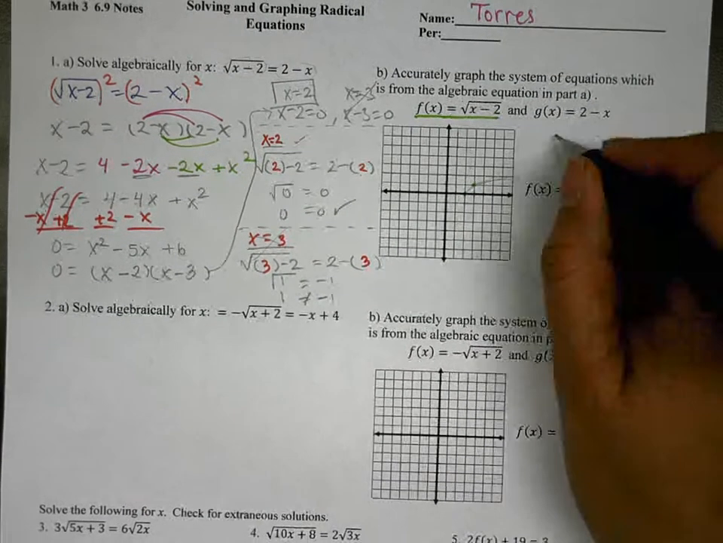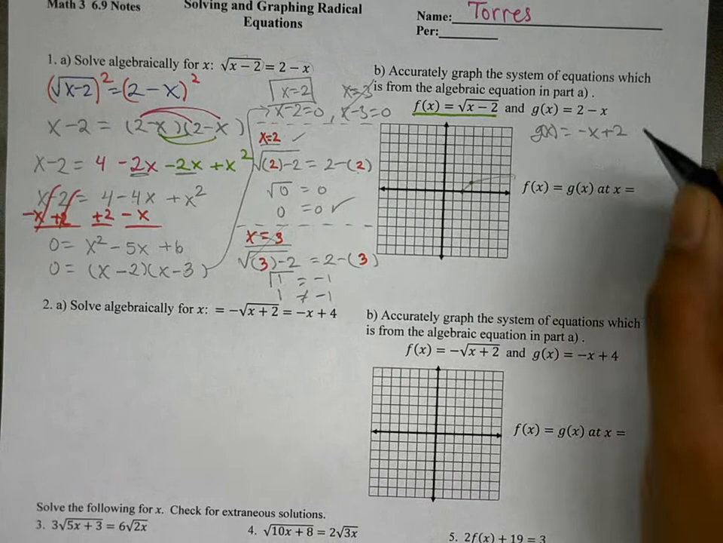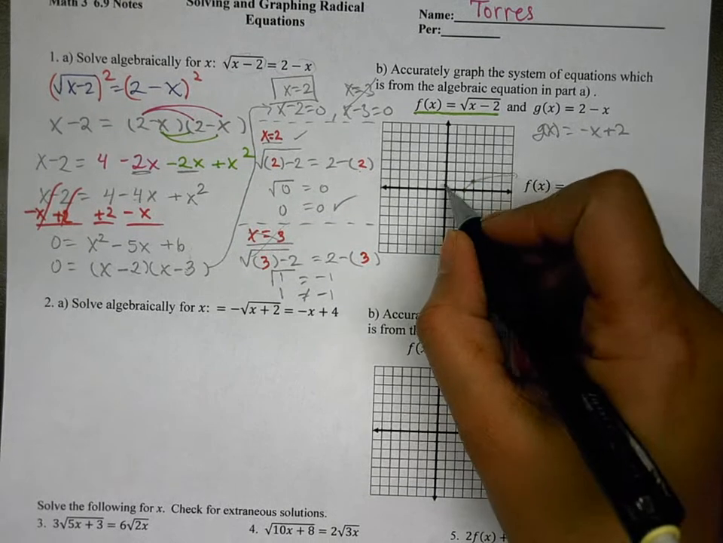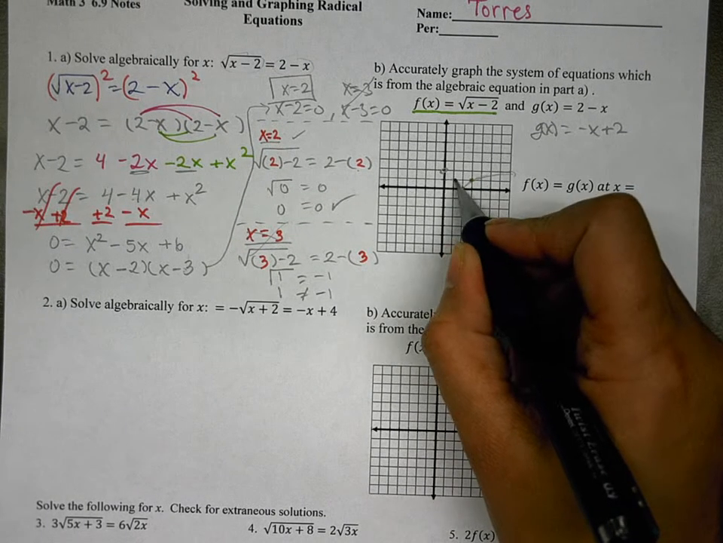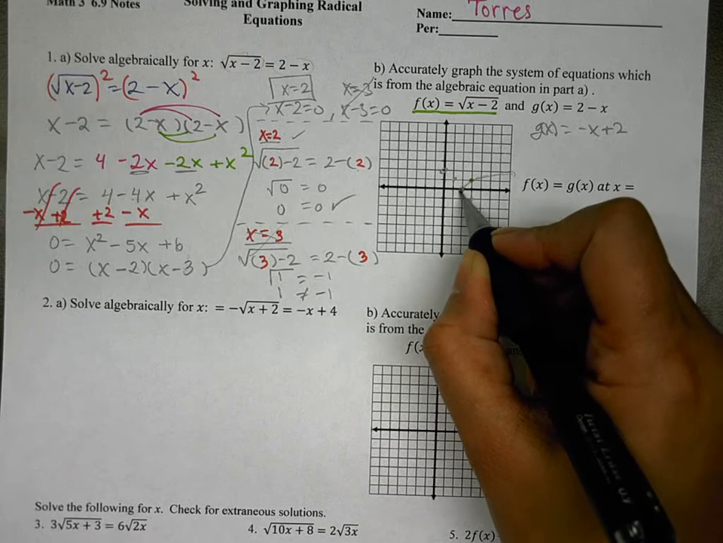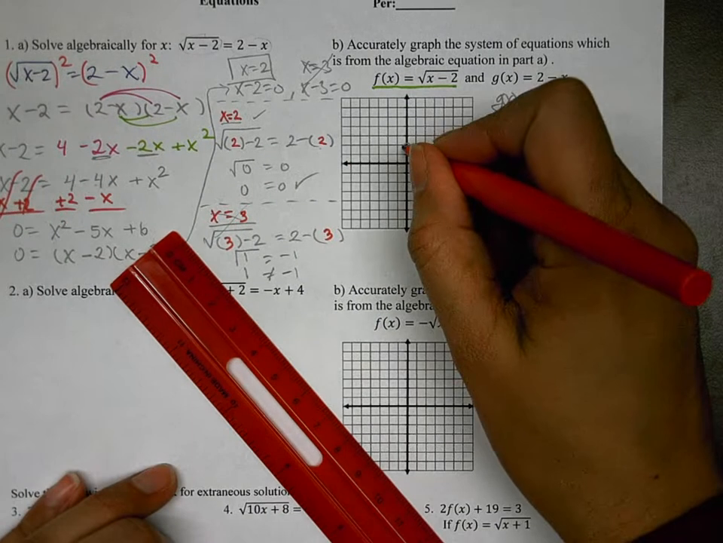2 minus x is the same thing as saying negative x plus 2. I'm just rearranging it so I know what it looks like. This goes up 2 and has a slope of negative 1. Down 1 over 1, down 1 over 1, down 1 over 1. It intersects right there at that green dot. So I am going to put those now in red.